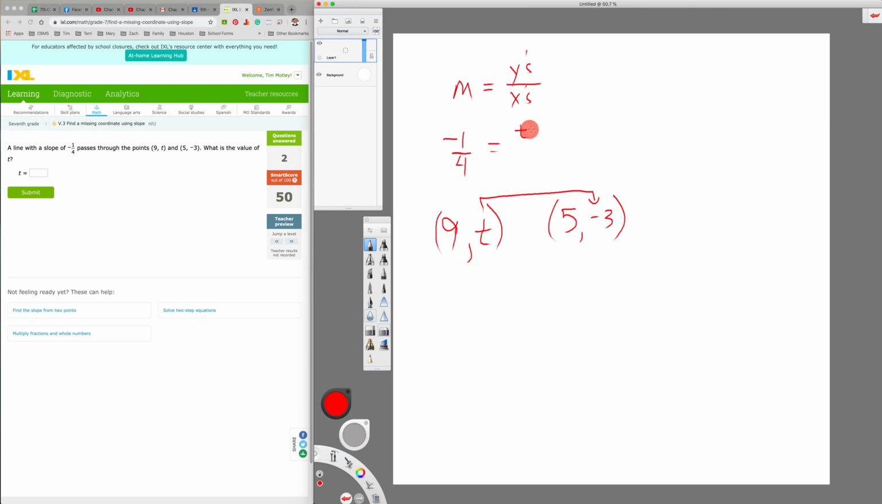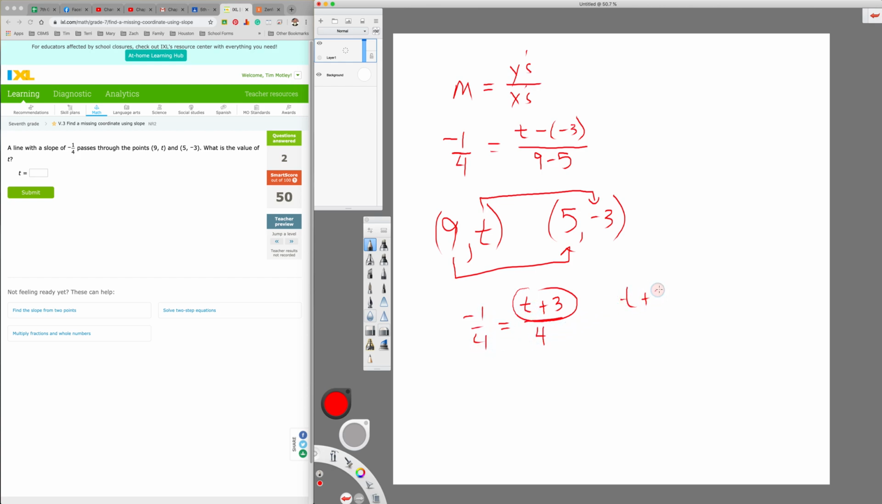So I'm going to do t minus a negative 3. And then I have to do the x's in the same order, so 9 minus 5. I'm going to simplify this a little bit. Negative 1/4 equals t plus 3, because it's minus a negative, over 4. If I look at this side and this side, the 4's are identical, so they have the same denominator. So this numerator has to be the same as that numerator. So t plus 3 has to be negative 1 so that these two fractions will be the same.